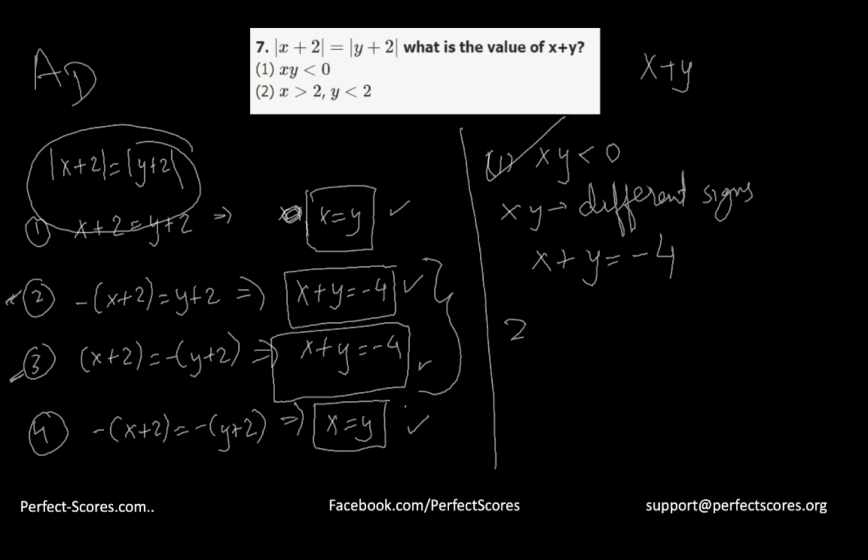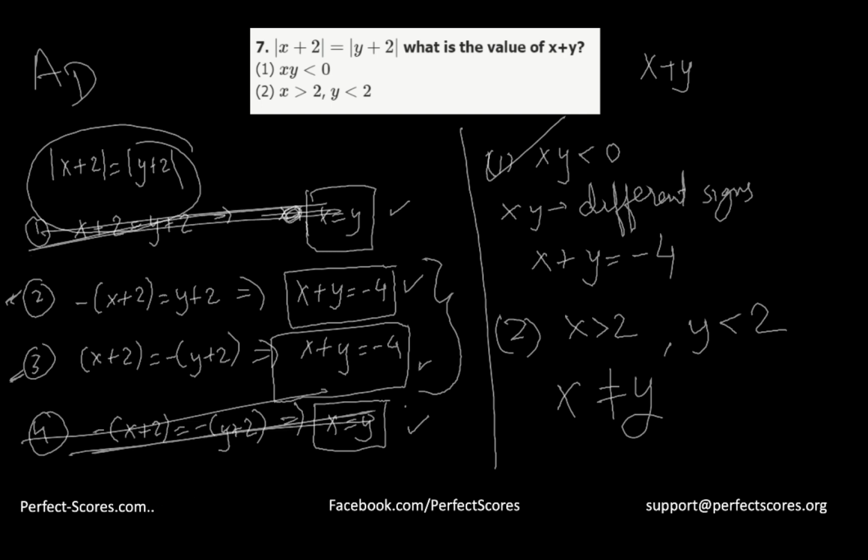The second statement says x is greater than 2 and y is less than 2. Now from here you can infer that x is not equal to y. If x is not equal to y, then this cannot be true and this cannot be true. Because if x is equal to y, then both carry the same sign, but x is not equal to y. So the only possibilities that you get is x plus y is equal to -4.